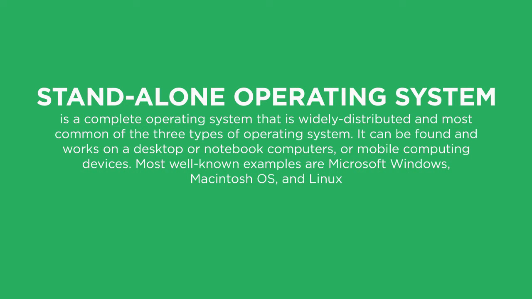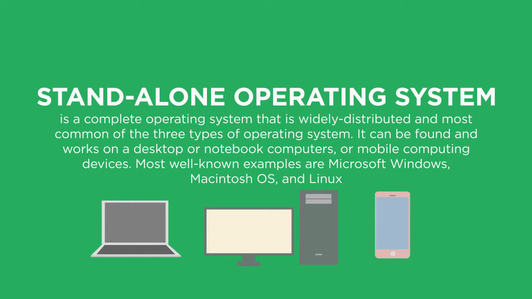Standalone operating system is a complete operating system that is widely distributed and the most common of the three types of operating system. It can be found and works on desktop or notebook computers or mobile computing devices. Most well-known examples are Microsoft Windows, Macintosh OS, and Linux.